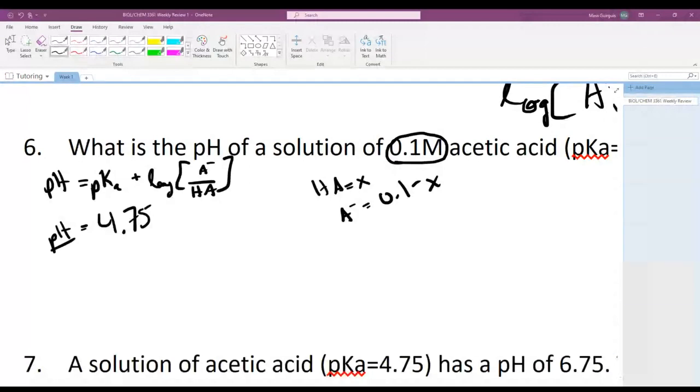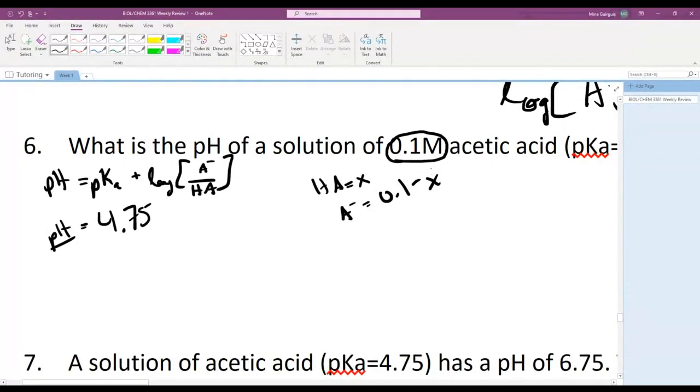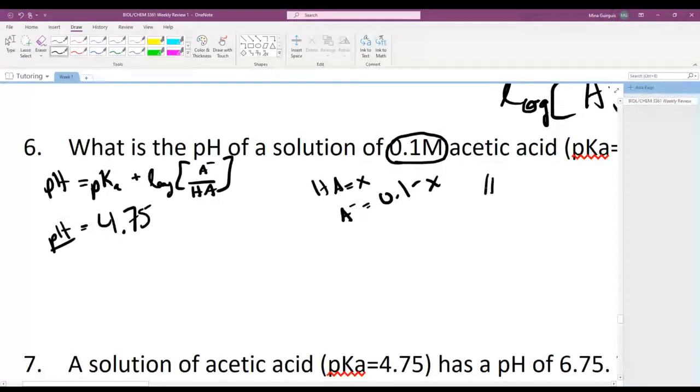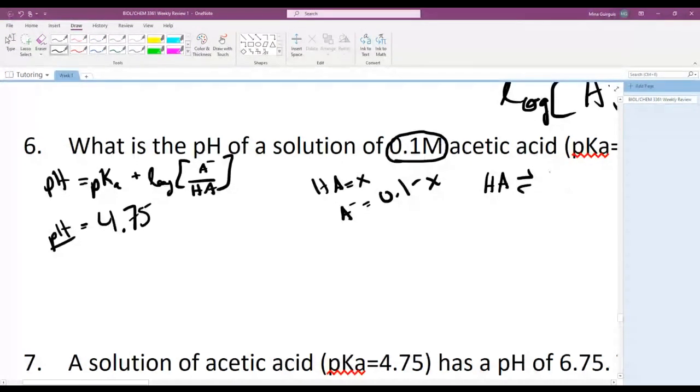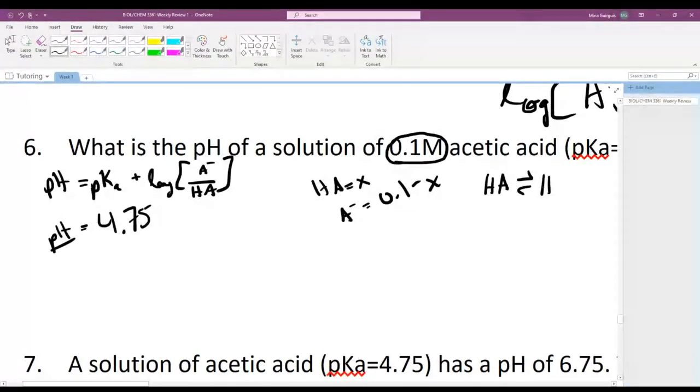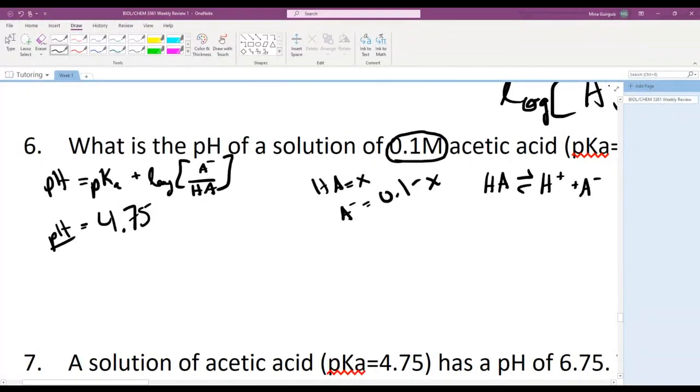No? Okay, I don't know. I want to explain this because I think it's really confusing at first. Once you start using it, it's a lot easier. Okay, so let me draw it up here. I'm just going to use HA for convenience because acetic acid has a long molecular formula. HA goes to H plus plus A minus. So that's the equilibrium that we see.